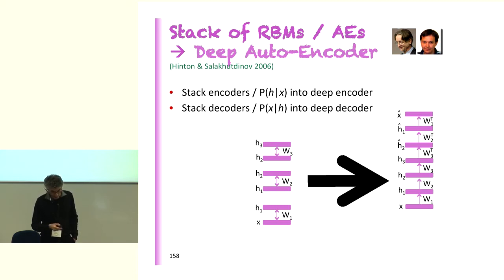And they've shown experiments where it learned pretty compact codes. This kind of thing has also been used for what's called semantic hashing, where the codes in the middle are small and binary, and that's useful for information retrieval.